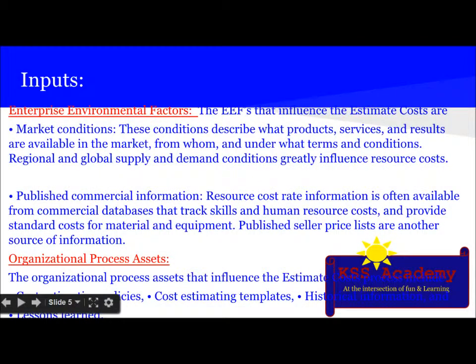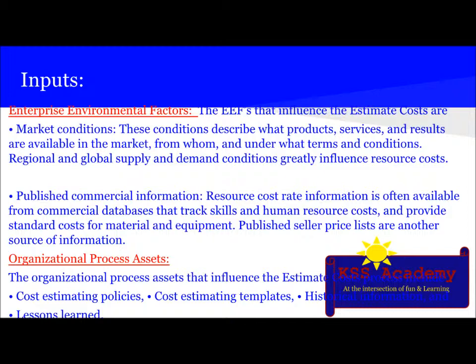Then there are enterprise environmental factors that influence the estimate cost: market conditions and published commercial information. In case of market conditions, these conditions describe what products, services, and results are available in the market, from whom, and under what terms and conditions. Regional and global supply and demand conditions greatly influence resource cost.